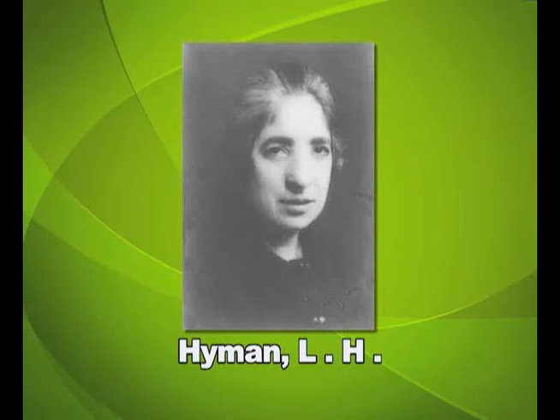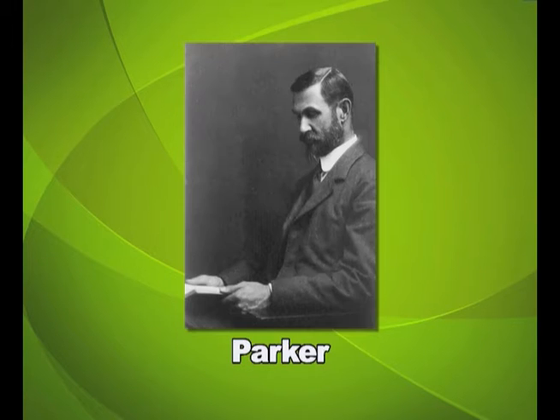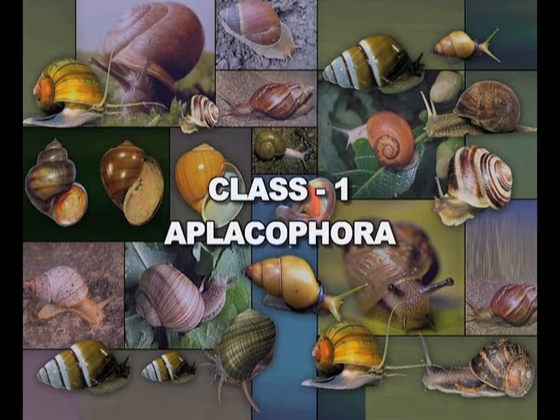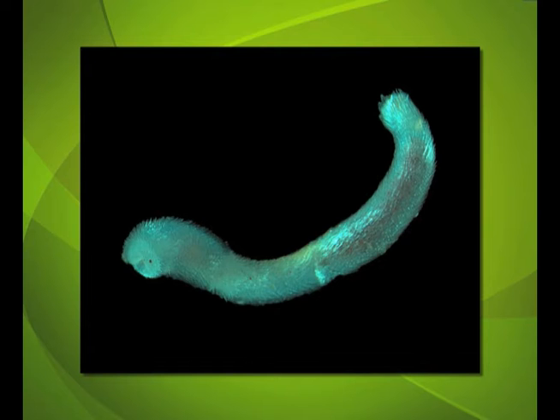Classification. The classification is adapted from Hyman LH with certain modifications from Parker and Haswell. Class 1. Aplacophora. Body worm-like, bilaterally symmetrical and cylindrical. Head, mantle, foot, shell and nephridia are absent.